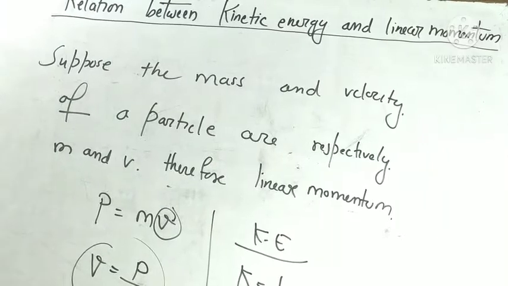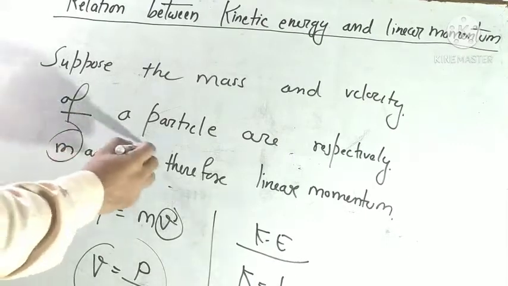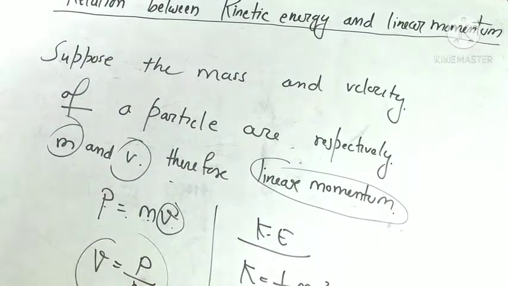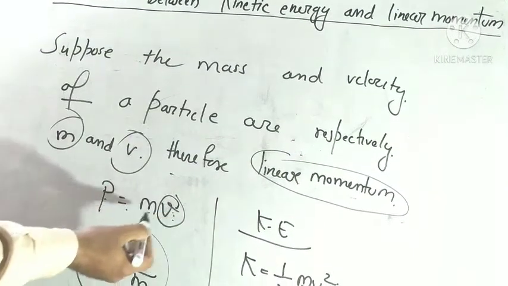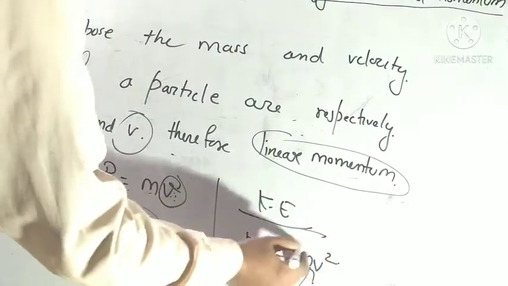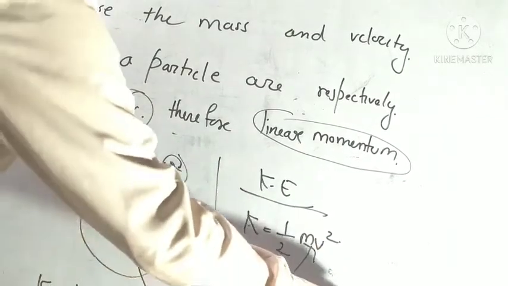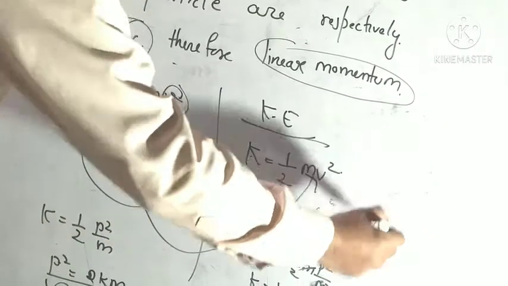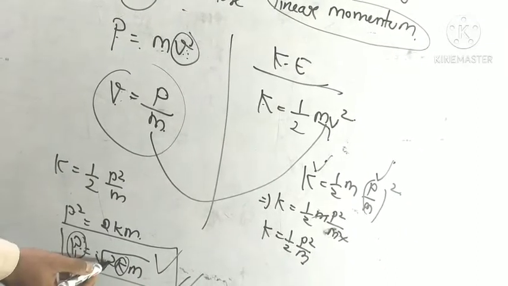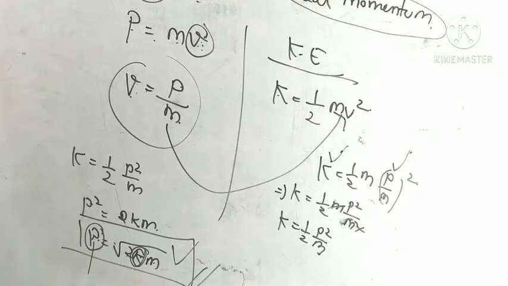I repeat again what we did here. Suppose the mass and velocity of a particle are respectively m and v. Therefore, linear momentum p is equal to mass into velocity. We found v is equal to p upon m. We know that the formula of kinetic energy K is equal to half mv square, so we put the value of velocity here and get the relation between kinetic energy and linear momentum. This is the final relation after solving it: linear momentum is equal to square root of 2Km, where K is the kinetic energy and m is the mass of the body.